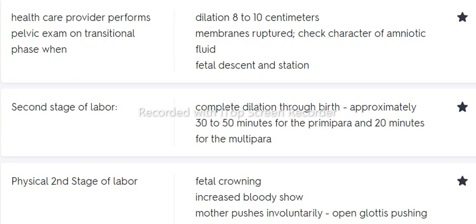Second stage of labor. Complete dilation through birth, approximately 30 to 50 minutes for the primipara and 20 minutes for the multipara.